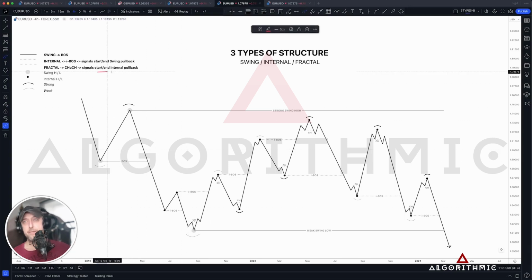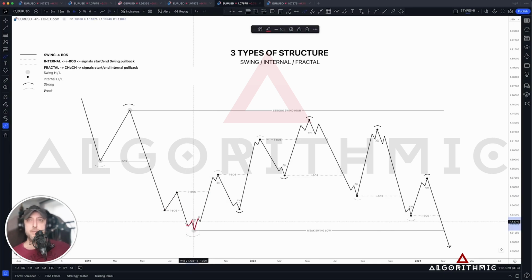When we cross fractal, it signals the start and the end of an internal pullback. So remember, within internal structure, M15, that signals the start of a swing pullback. The fractal is the internal of the pullback. When we get this swing move to the downside, and we're looking for that swing to start, the IBOS will give us the signal for it to start. So signal, IBOS, pretty good confirmation, so it started.